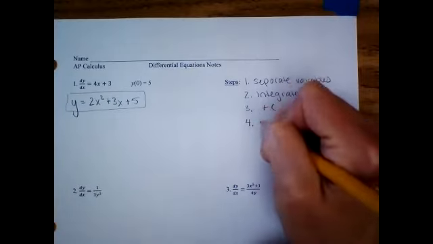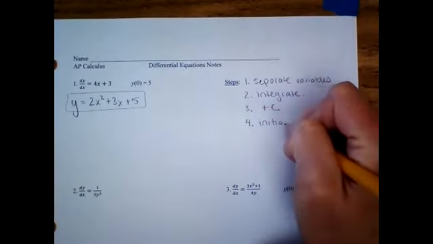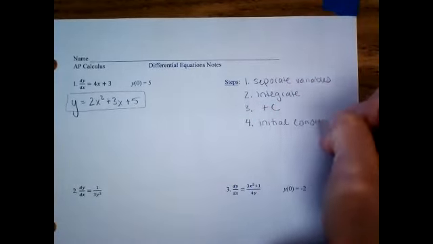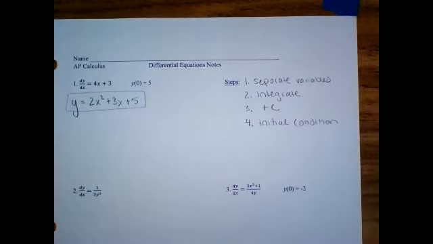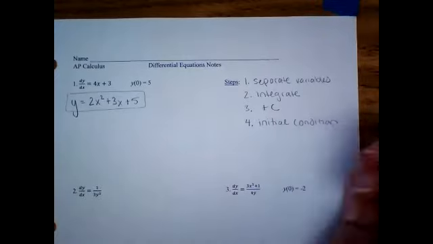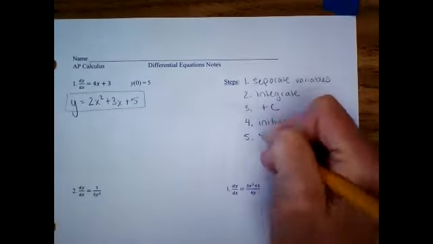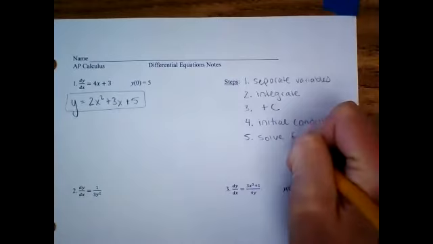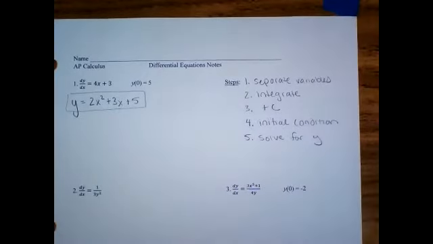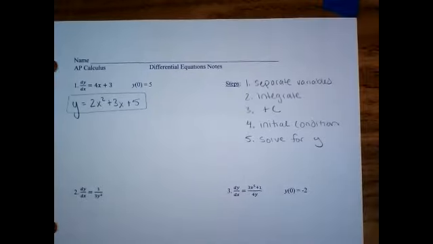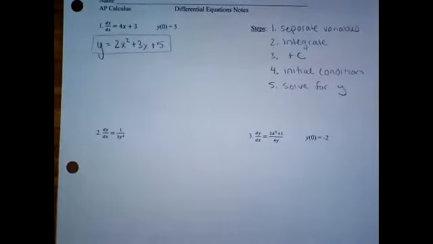Then if there is an initial condition, you're going to plug that in. If there's not, you just skip that step and you get the general answer. And then last, you're going to solve for y, which, believe it or not, ends up being the toughest part. That's where all the algebra comes in, having to get y by itself. Sometimes that can get kind of messy, and you just have to be careful and rely on your algebra skills. And we are just going to practice a bunch of them.